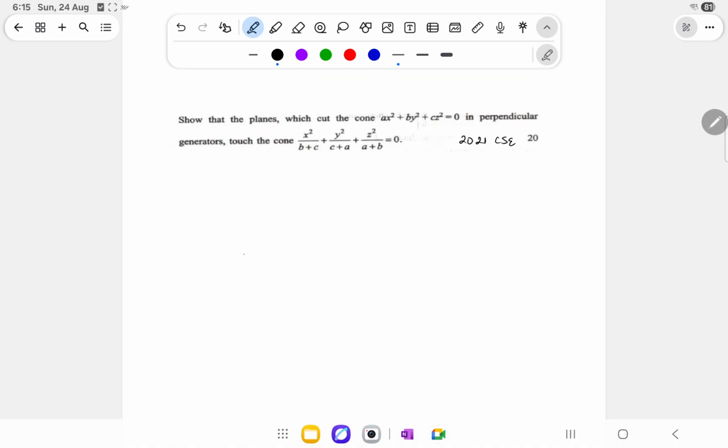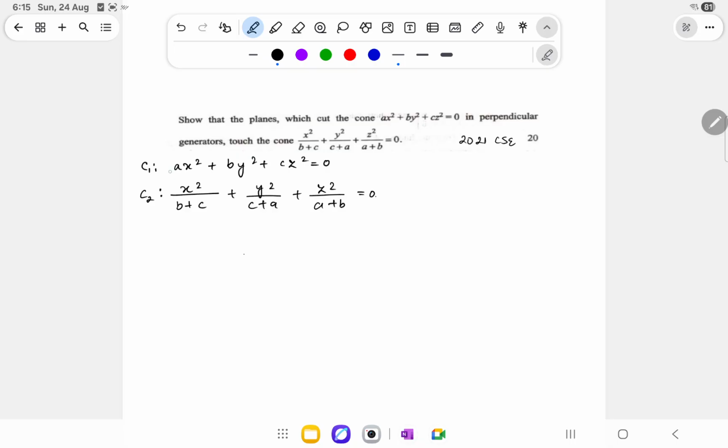So let's see this question. In this question we are supposed to show that the plane which cuts this cone in perpendicular generators touches this cone as well. So they have given us two cones. Let's name them C1, which is the original cone, ax square plus by square plus cz square equals 0, and C2, the second cone, that is basically x square upon b plus c plus y square upon c plus a plus z square upon a plus b equals 0.